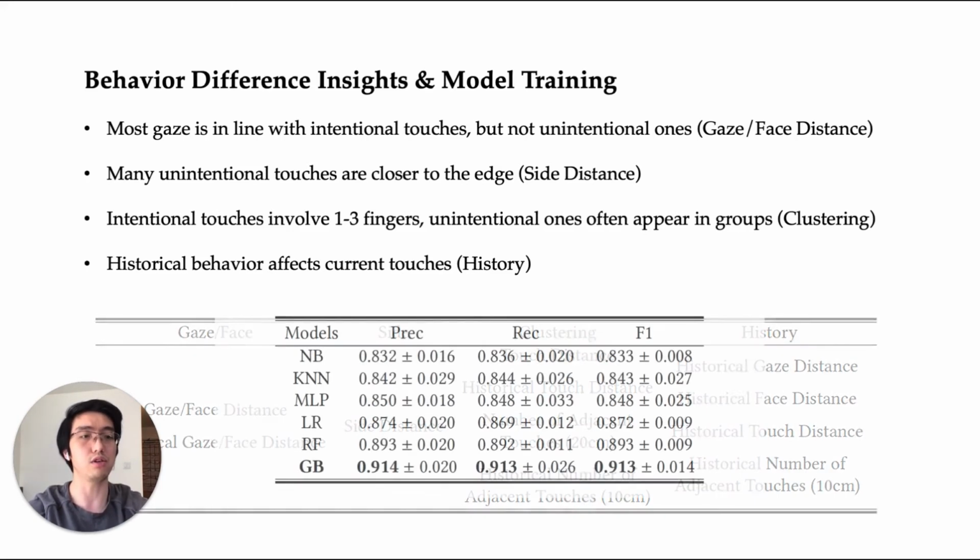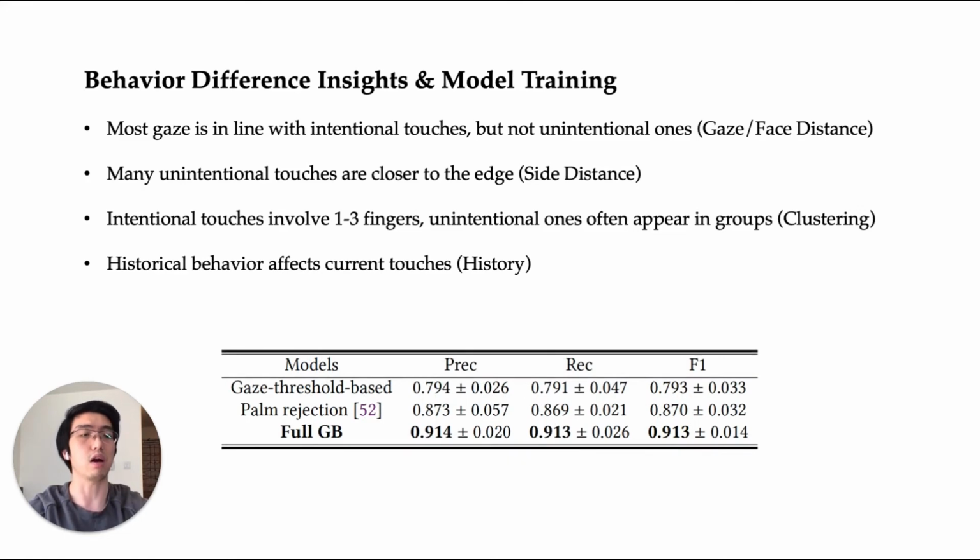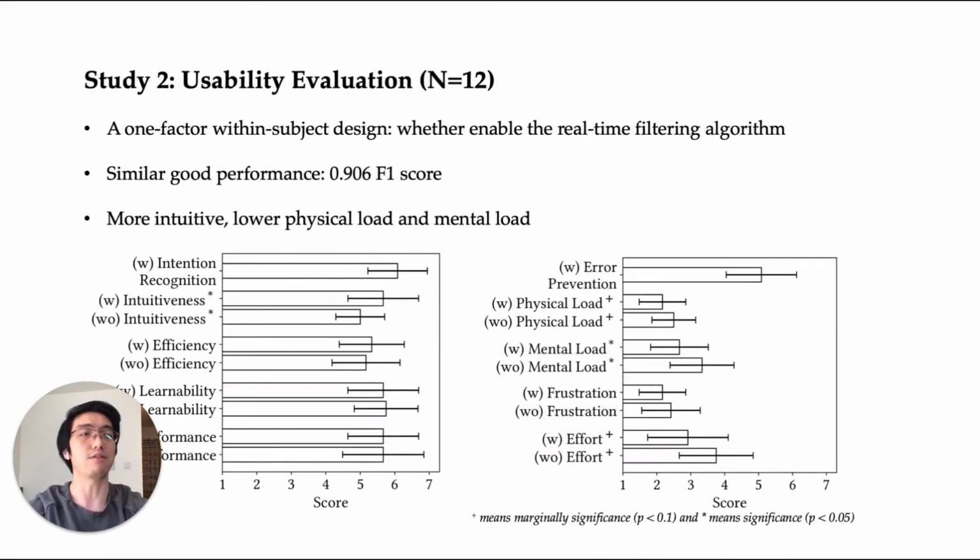Using these features, we compare a few machine learning models. Results show that gradient boosting appears to be the best model. We implemented and compared other state-of-the-art baselines. Our best model significantly outperformed the baselines. To answer the final research question regarding the viability of the algorithm, we implemented a real-time filtering system by integrating the best gradient boosting model with the tabletop.